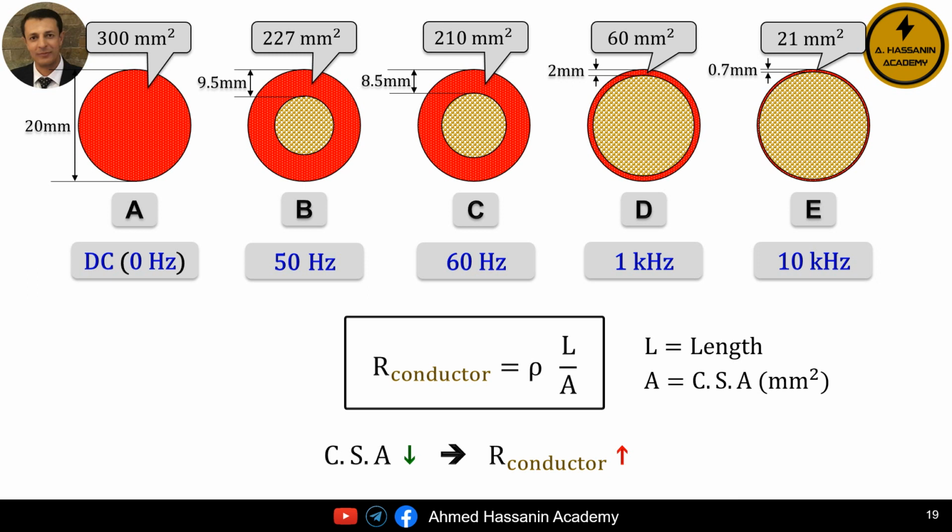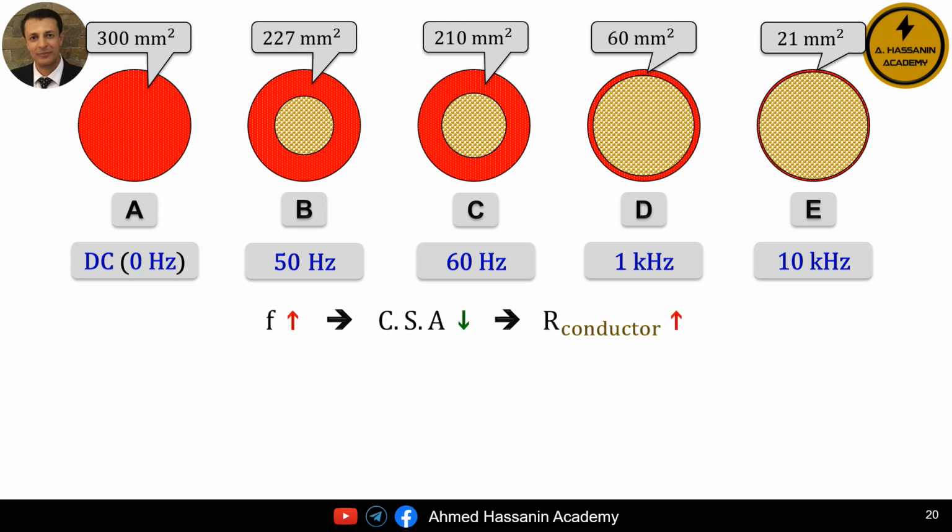From this, we understand that although the total cross-sectional area of each conductor is 300 square millimeters, due to the different frequency values for each conductor, the thickness of the outer layer of the conductor through which the alternating current flows will vary. As a result, the actual cross-sectional area for current flow decreases with increasing frequency, leading to an increase in resistance.